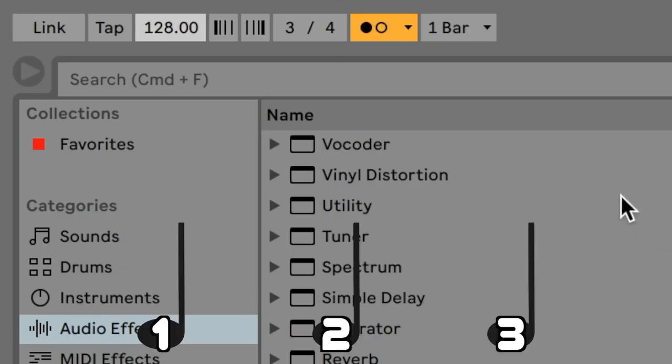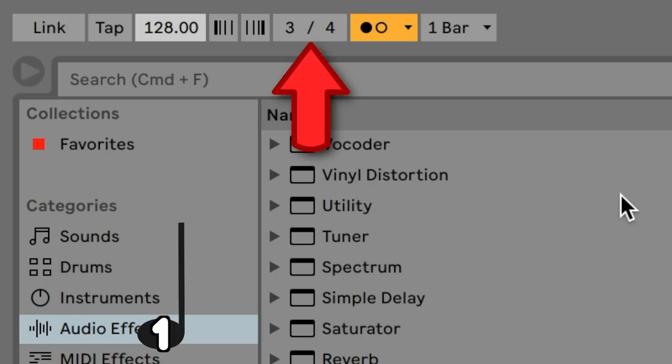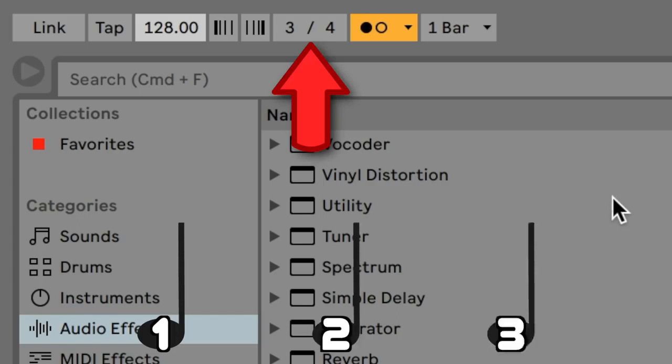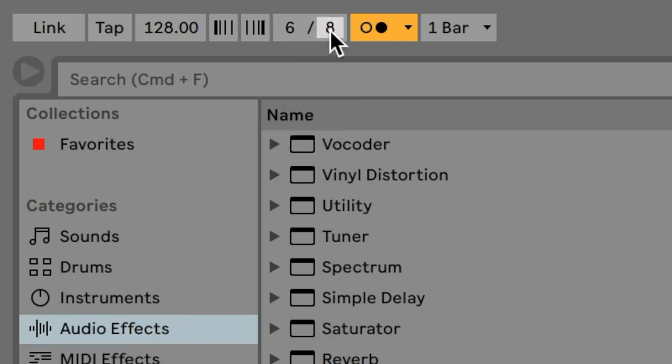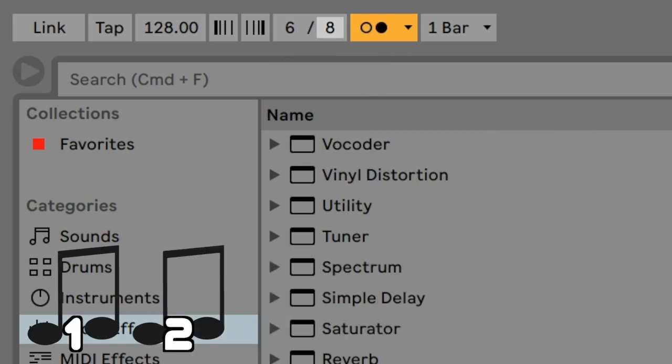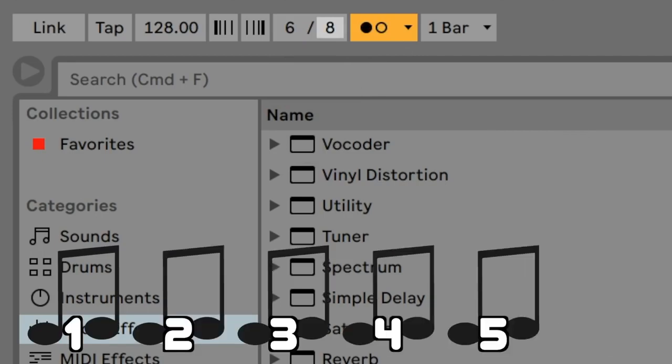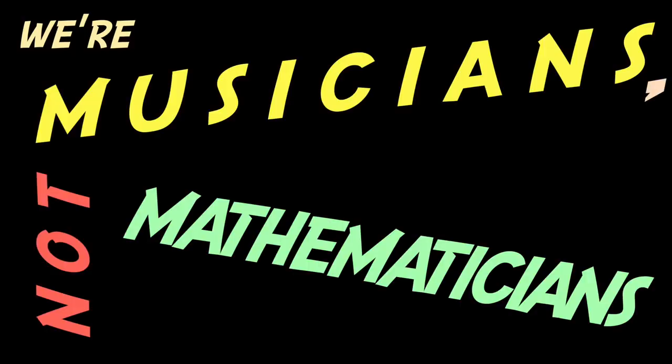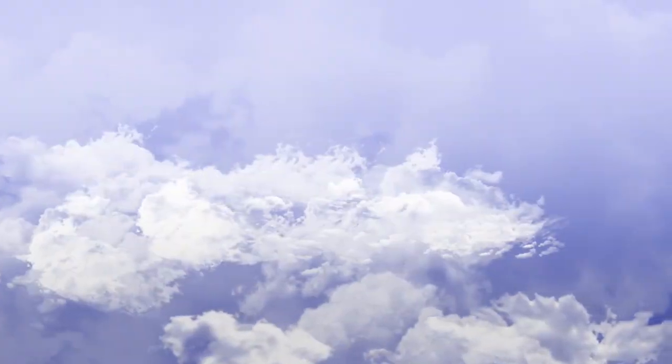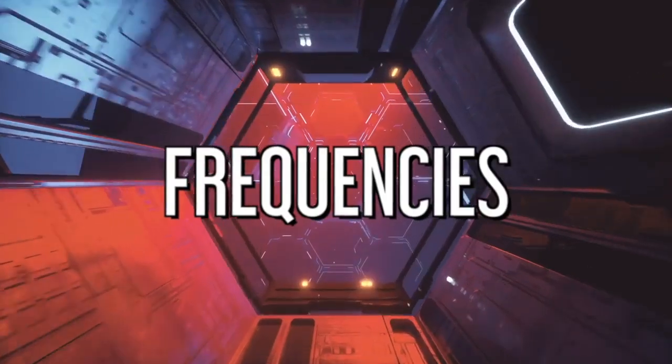If we were in the time signature 3/4, we would count 3 beats in a bar that are the length of 3 quarter notes. But if we were to double both of these numbers and use 6/8, that's actually different than 3/4, because remember, we're musicians and not mathematicians. If any of this went over your head, just use 4/4.